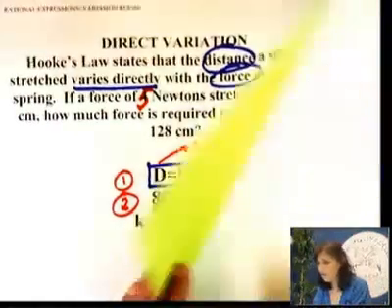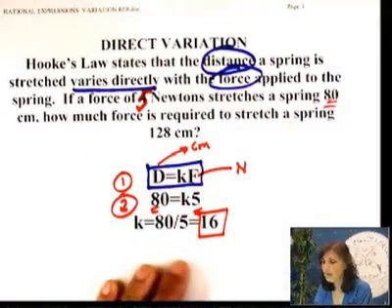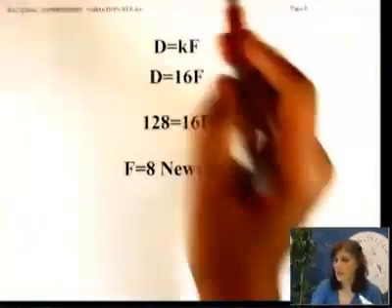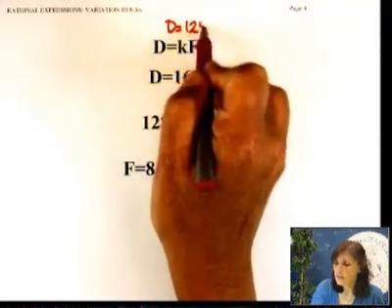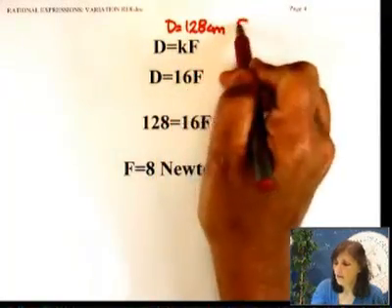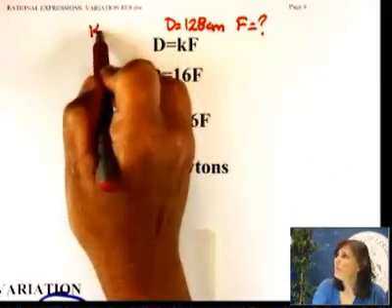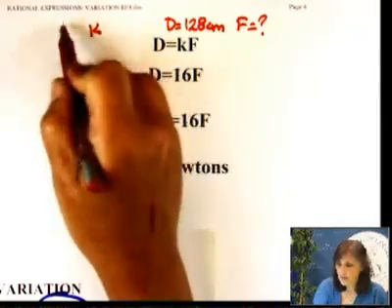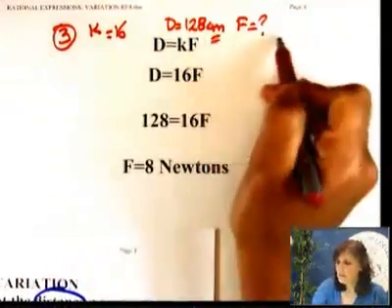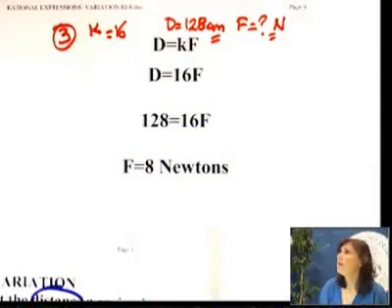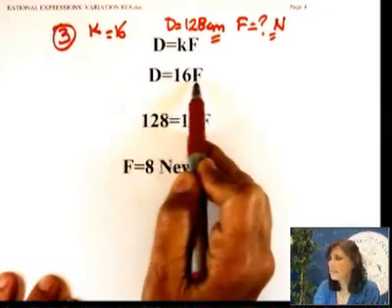Okay. Third step. It's going to say how much force is required to stretch a spring of 128 centimeters. So it says what happens when the distance is 128 centimeters? What is F? That's the question. All right, remember we found K from the other page to be 16 when these are in centimeters and newtons. Okay, so let's plug in the numbers. D equals 16 times F.